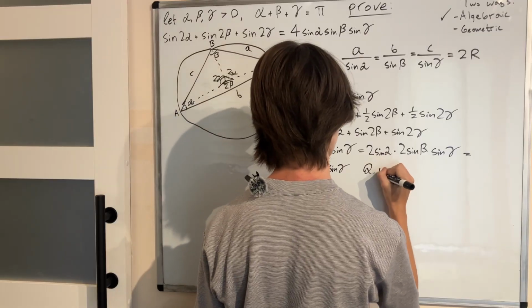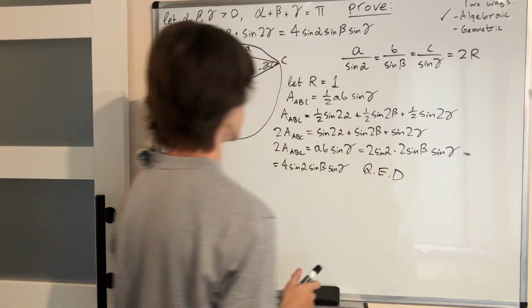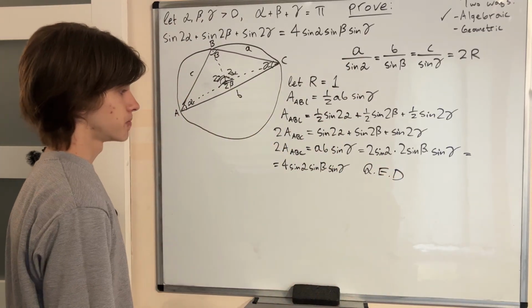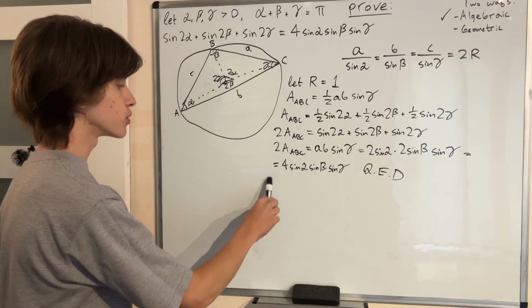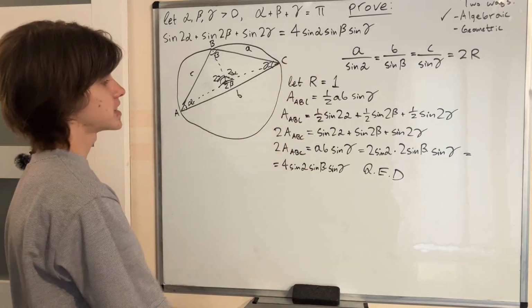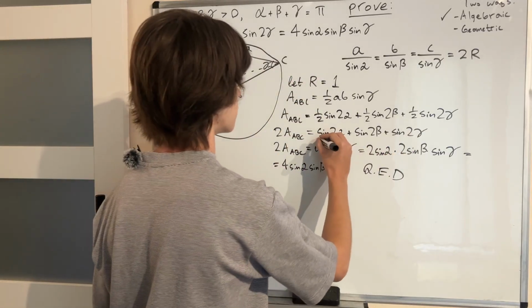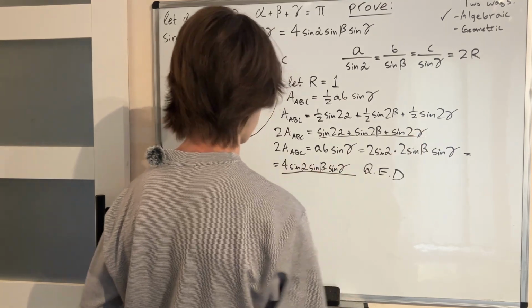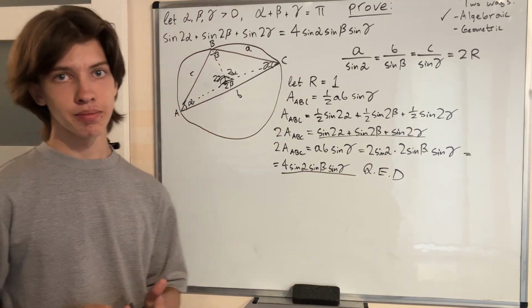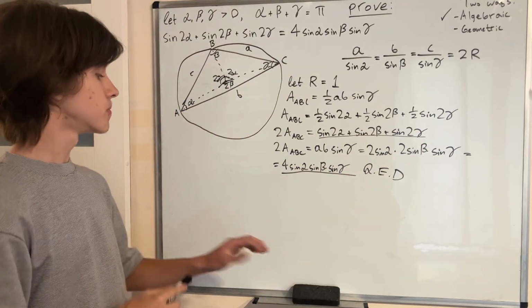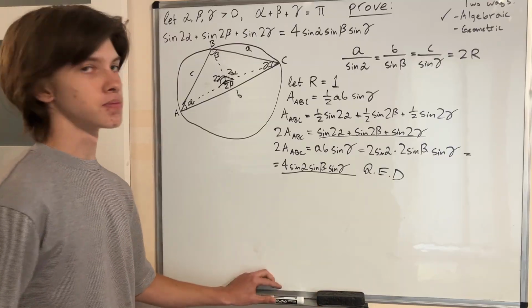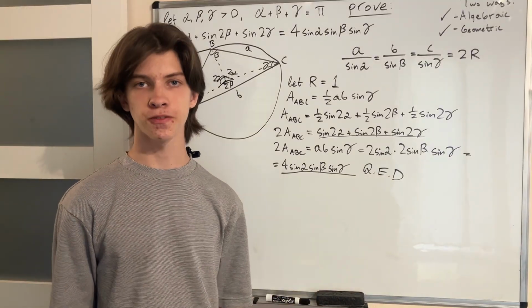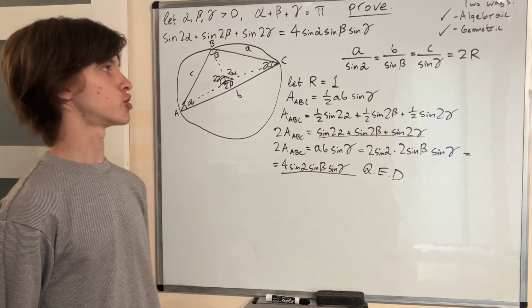And so we are done by transitivity. The area 2 times ABC, so twice the area of the triangle, is equal to both this, which is on the right-hand side, and also this, which is on the left-hand side. And so we have proved the identity by comparing the areas of these triangles. How nice is that? And so that is going to be it for today's video on a very nice trigonometric identity.